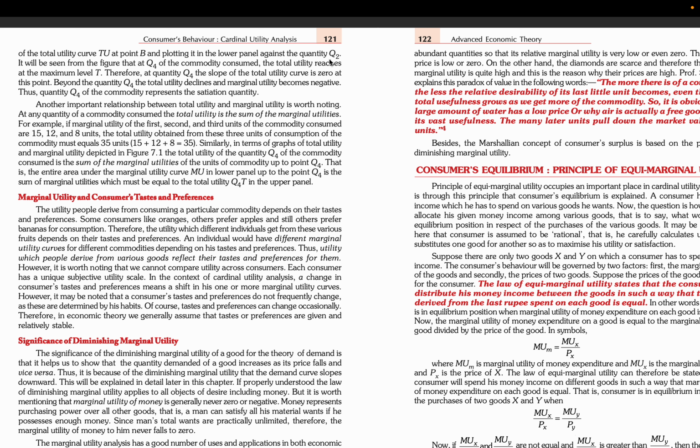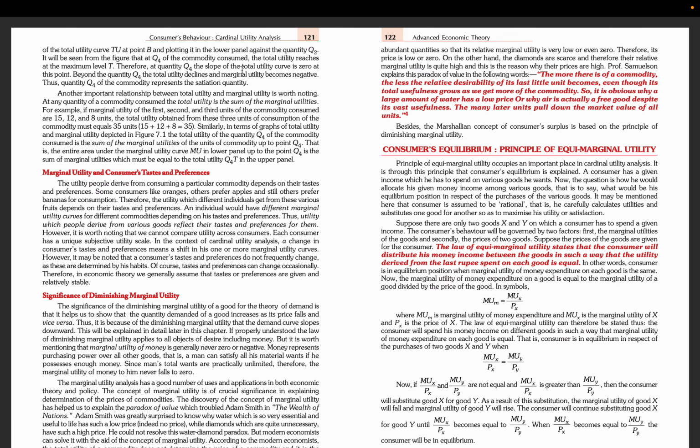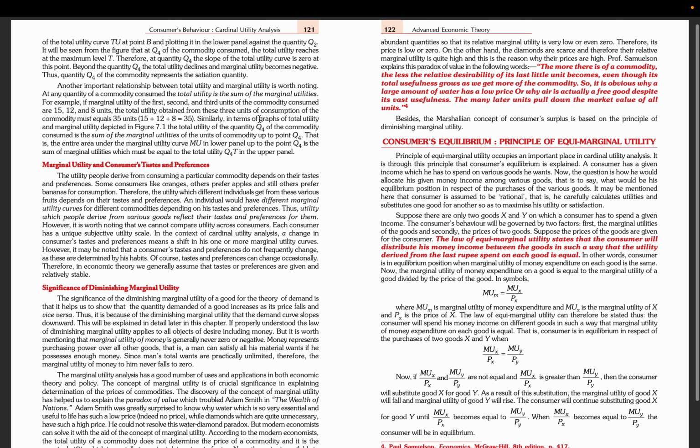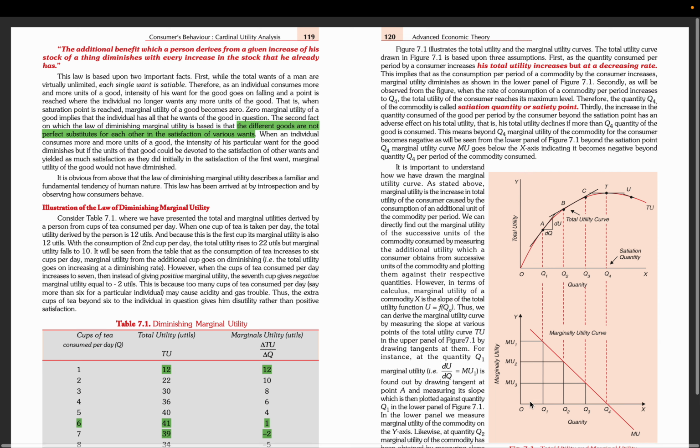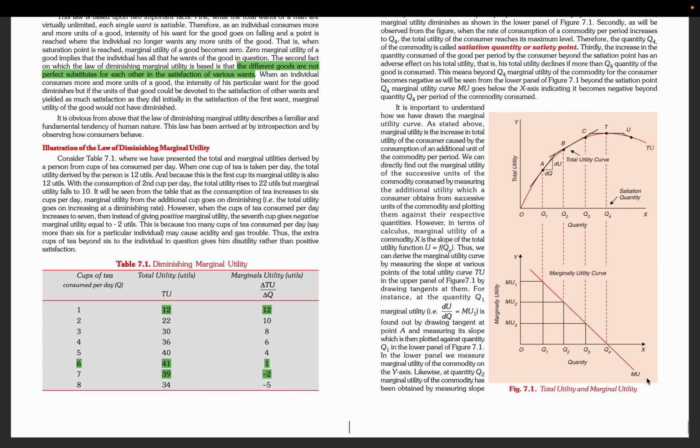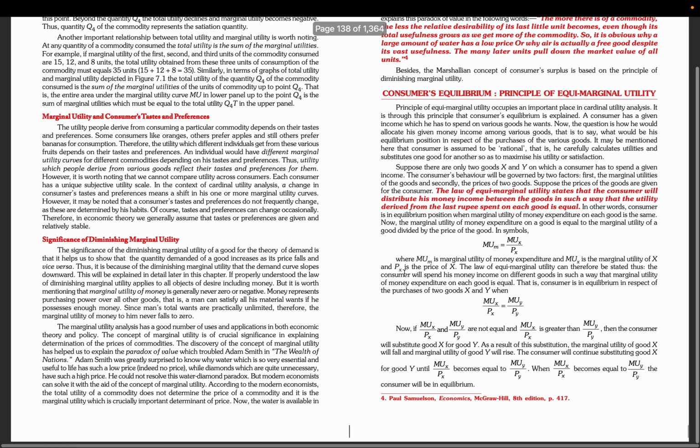And plotting it on the lower panel gives Q2. It will be seen from the figure that at Q4 of the commodity consumed, the total utility reaches its maximum, T. Therefore, at Q4, the slope of the total utility curve is 0. Beyond Q4, the total utility declines and marginal utility becomes negative. Thus, Q4 of the commodity represents the satiation point. Why? Because here MU is equal to 0, and we just read that whenever MU is equal to 0, we are at the satiation point. And after this, marginal utility is going to go negative, so this curve is going to cross the x-axis and go to the fourth quadrant.